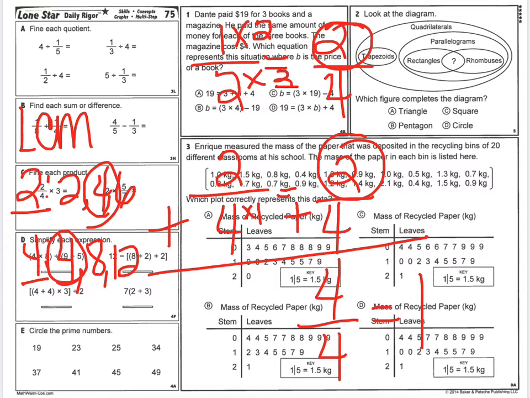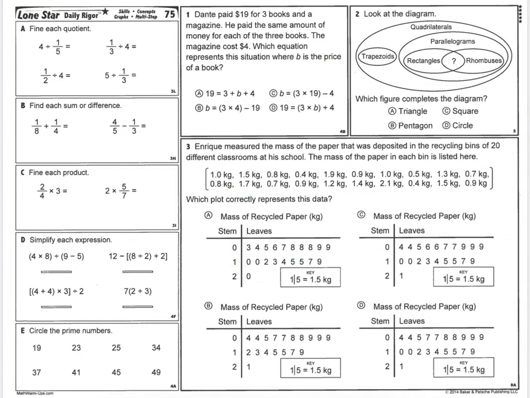Okay, so you're going to find the least common multiple, make equivalent fractions. Remember, whatever you do to the bottom, you do to the top of each fraction. You add the numerators, and then if you have to, you typo. Top in, bottom out. C says find the product.